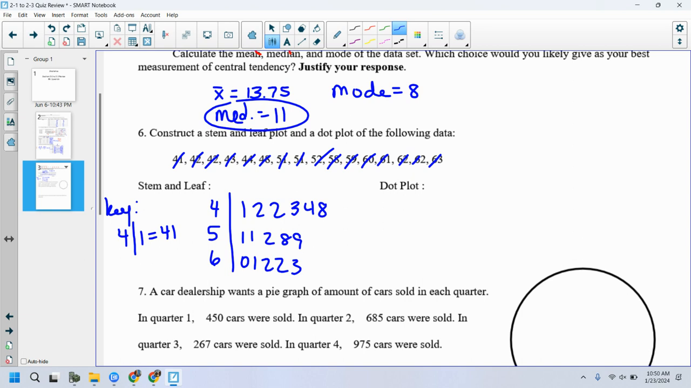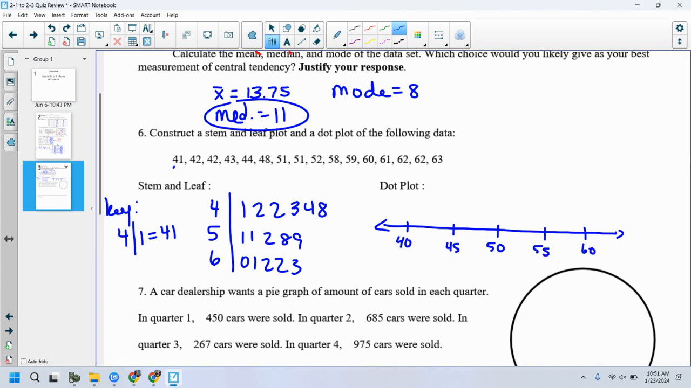Okay, there's my stem and leaf plot again. Don't forget to put a key. Silly, but you've got to make sure you do that. Let's make a quick dot plot. Okay, I'm going from 41 to 63. Let's go by 5: 40, 45, 50, 55, 60. And then I'm going to 63. We'll put 65 right there. And we make a dot plot.